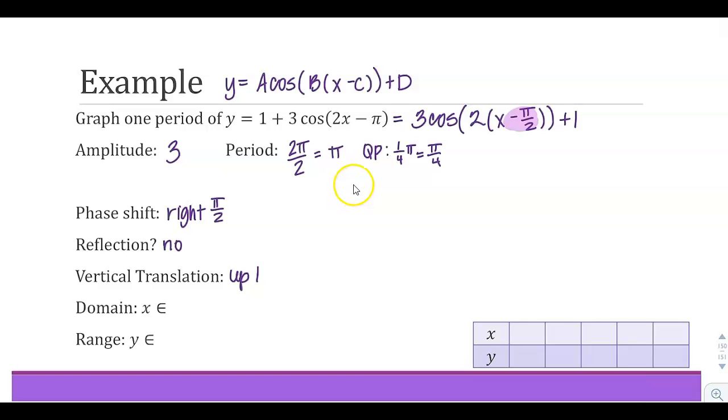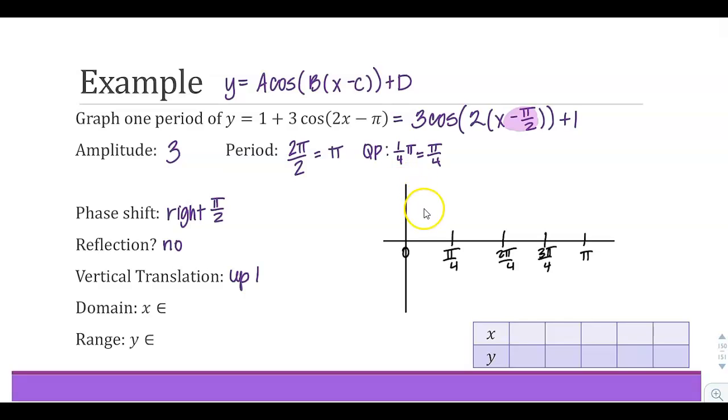So what I'm going to do is start this in a traditional way, but then stop and think about another method. If I think about this in a traditional way, I would start by marking my 0 value, the end of my period, which is pi, and labeling the quarter period values pi over 4, 2 pi over 4, 3 pi over 4. And then starting with the sketching of the graph. But the phase shift here changes things for me. I'm going to have to move each and every one of my coordinate points to the right pi over 2.